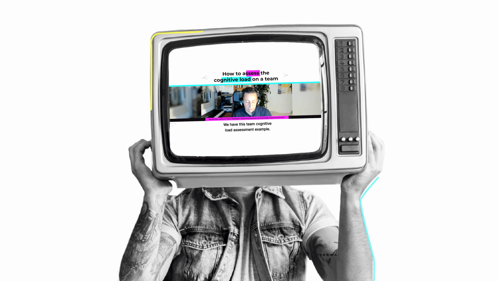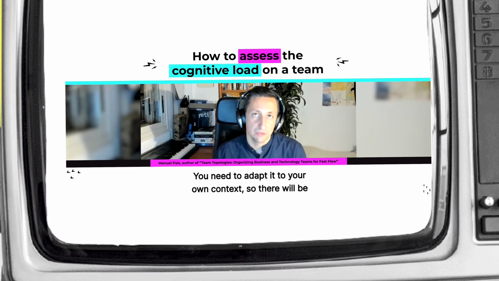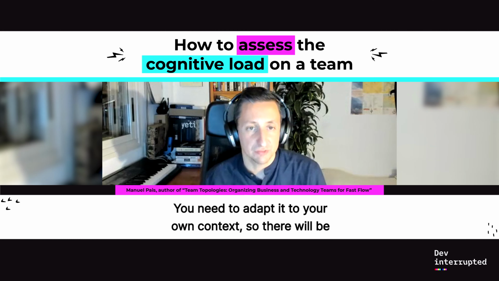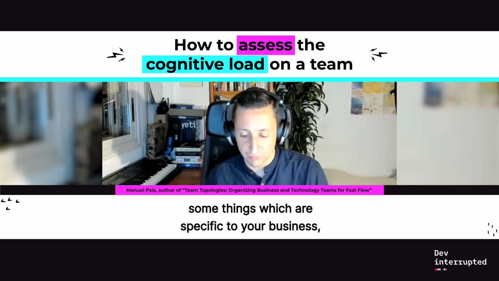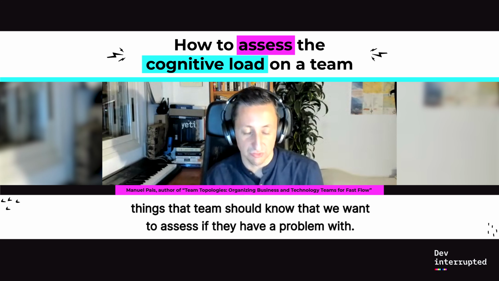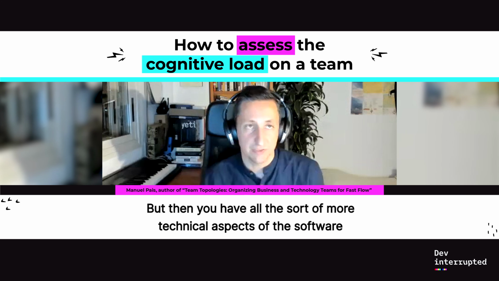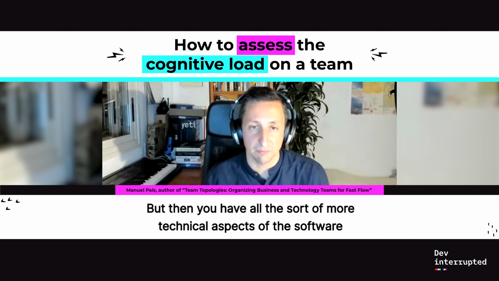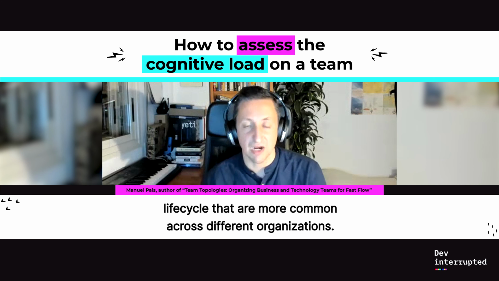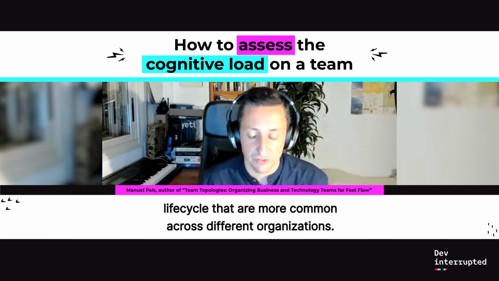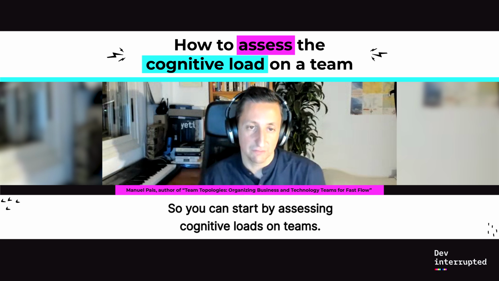We have this team cognitive load assessment example. You need to adapt it to your own context, right? So there will be some things which are specific to your business, things that teams should know that you want to assess if they have a problem with. But then you have all the more technical aspects of the software lifecycle that are more common across different organizations. So you can start by assessing the cognitive load on teams.